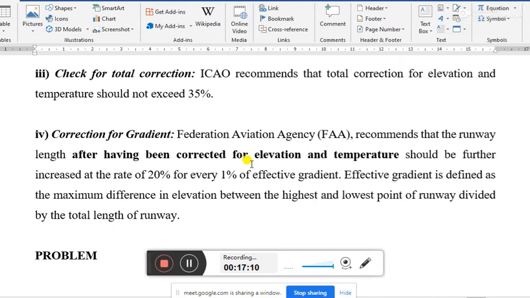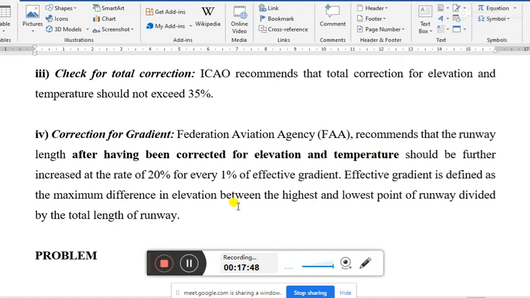After correction of elevation and temperature, we can further increase at a rate of 20% for every 1% effective gradient. That means if there is a slope in the runway, for each 1% of effective gradient, we have to increase the runway length by 20%, and this increase will be on the corrected value after elevation and temperature correction.